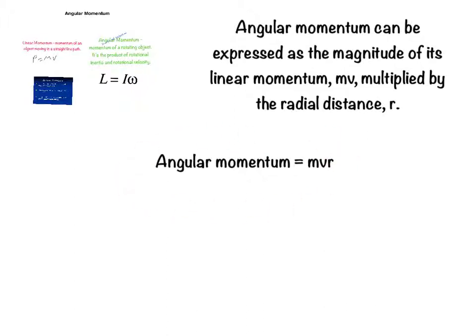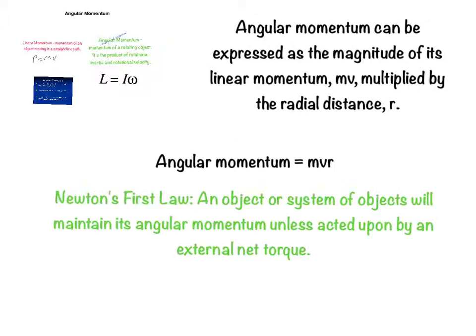Now, just as an external net force is required to change the linear momentum of an object, an external net torque is required to change the angular momentum of an object. So we can state a rotational version of Newton's first law, the law of inertia: an object or system of objects will maintain its angular momentum unless acted upon by a net external torque.